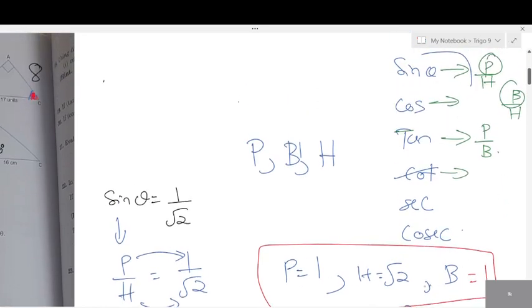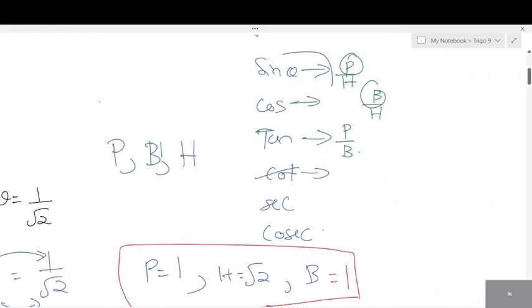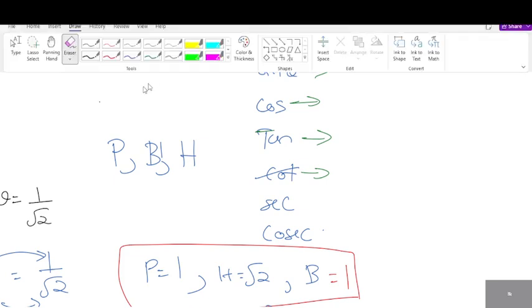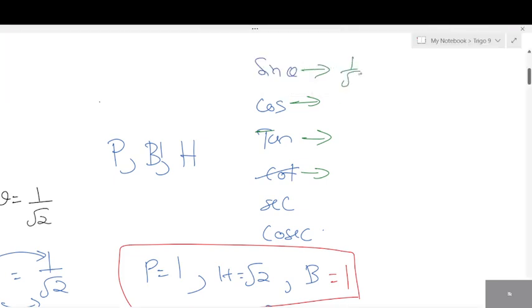Sine value is already given, so we don't need to find it. What is sine? 1 by root 2. Tell me cos. What is the formula? Base by hypotenuse. 1 by root 2.